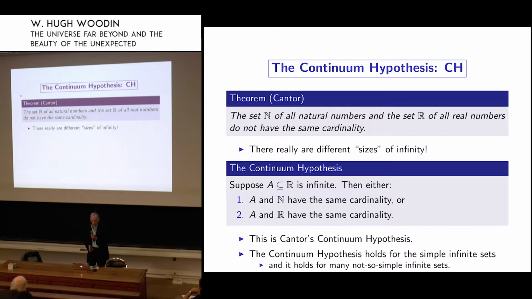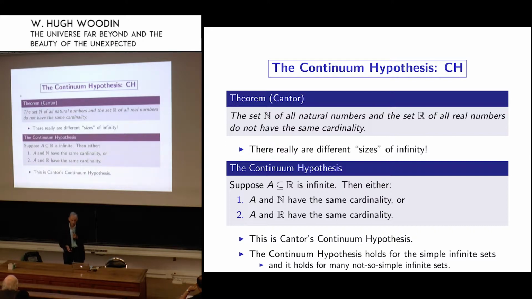Okay, so now we come to the continuum hypothesis. It begins with Cantor's theorem that if you look at the set of all natural numbers and the set of all real numbers, they do not have the same cardinality. Infinity does come in different sizes. And that's what you get out of the formal study. Then the next question you would ask is whether there is an intermediate infinity between the infinity of the natural numbers and the infinity of the real numbers. The assertion that there is no intermediate infinity is the continuum hypothesis.